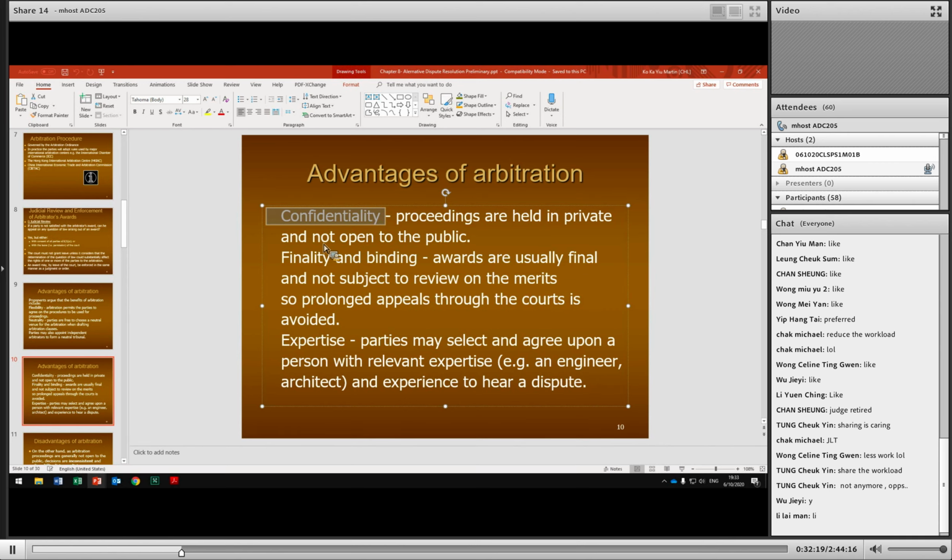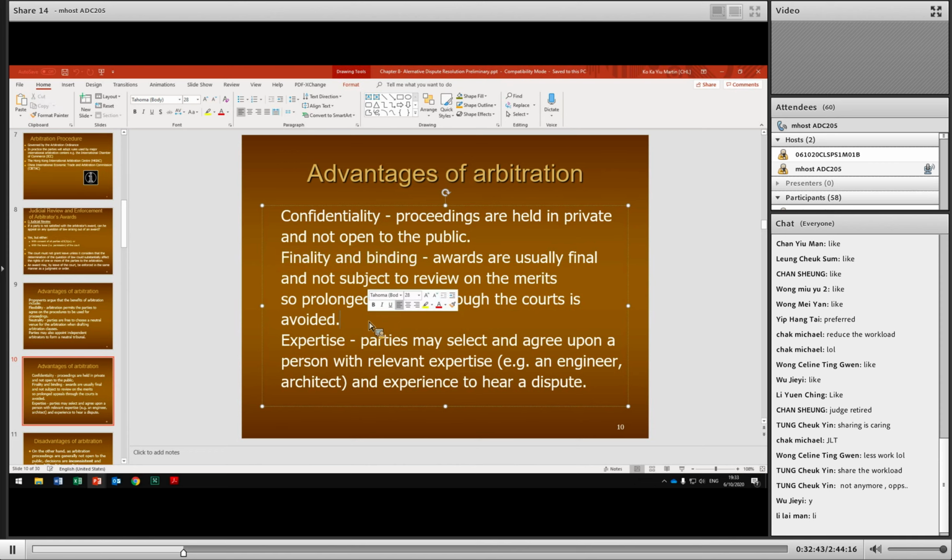But arbitration proceedings are held in private and not open to the public. Many people like it. Many businessmen like it. They don't want the public to know too much about the business or the company. And also finality and binding. Awards are usually final and not subject to review on the merits. So a prolonged appeal through the court is avoided.